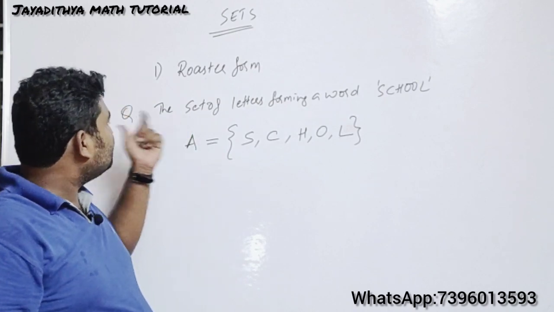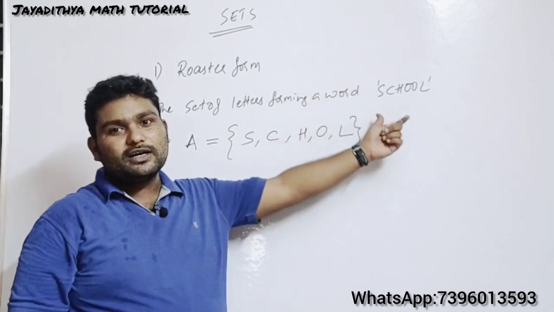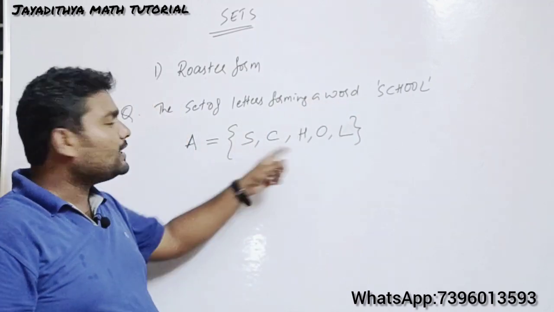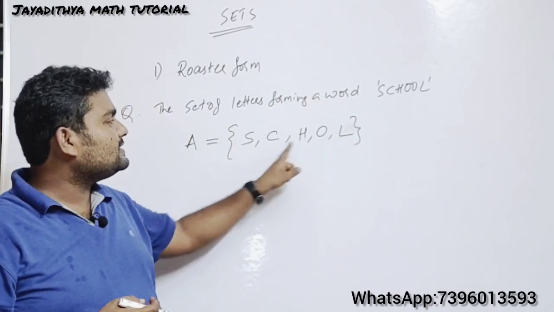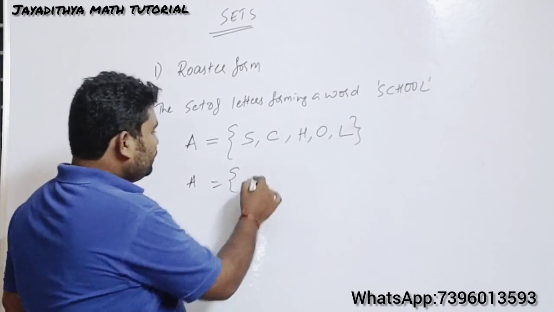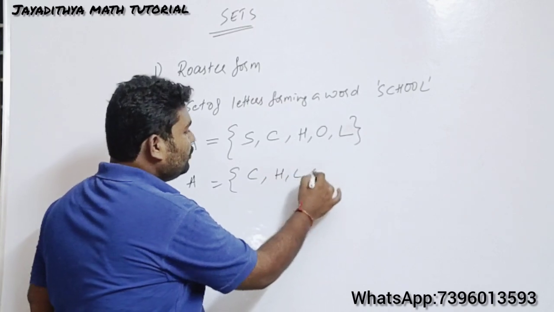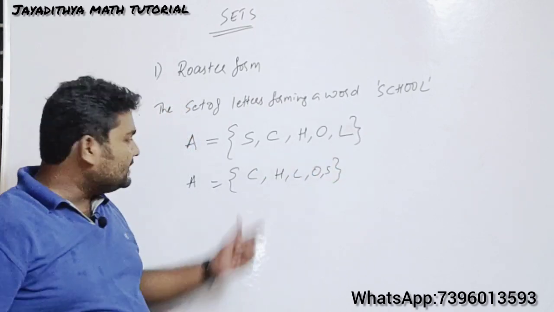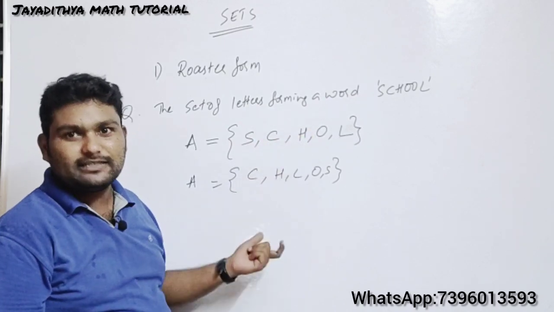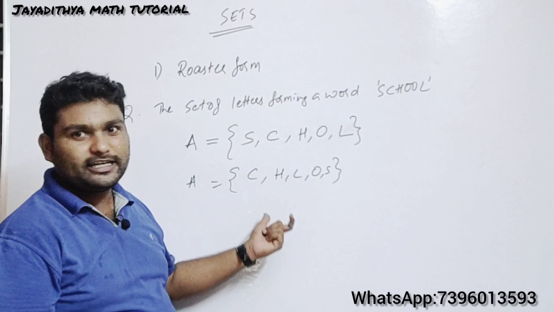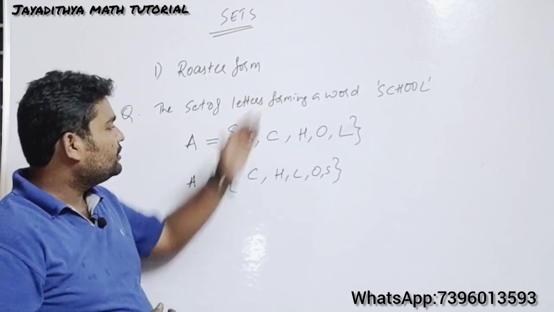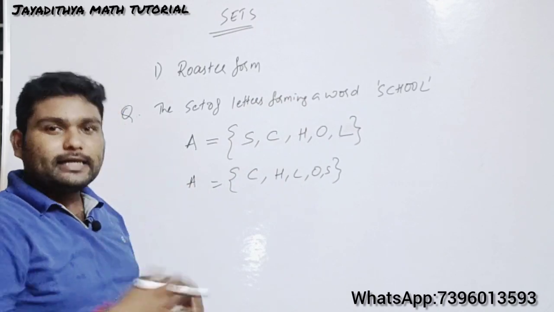So if you have a question like this, the set of letters forming the word school, when you write it in the roster form, the elements of the set are S, C, H, O, L. You can also write it like this: C, H, L, O, S. This is also the same set, but what has changed here? The order of the elements has changed. This condition is also very important. Whenever you are representing something, you should understand it like this. Let us take some more examples.